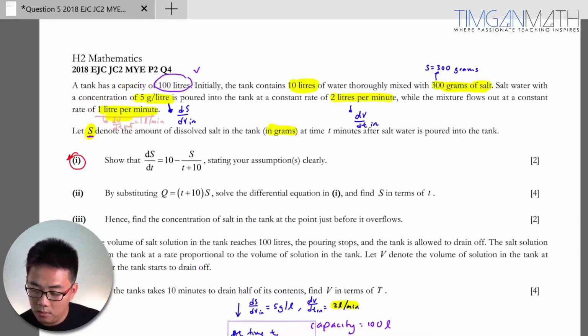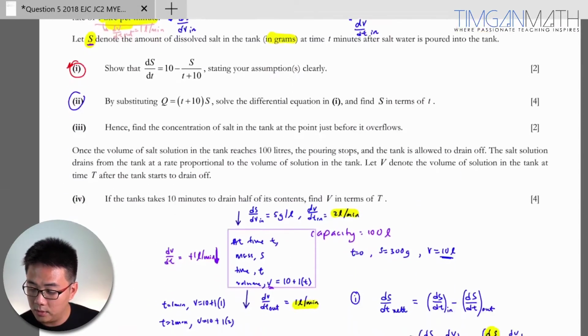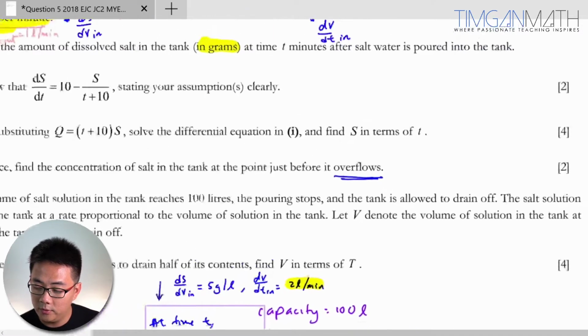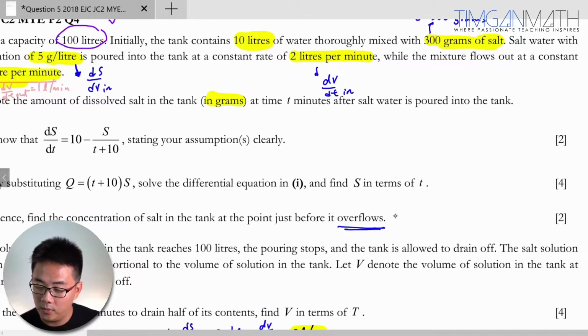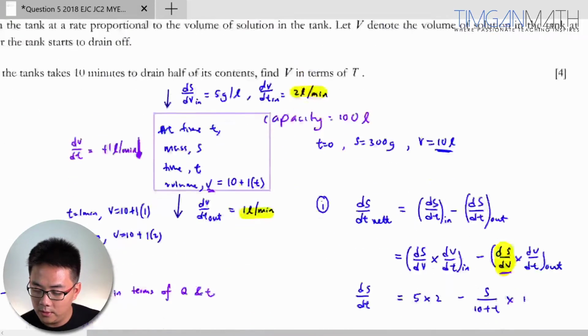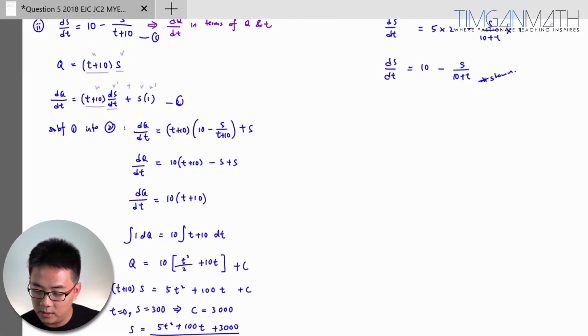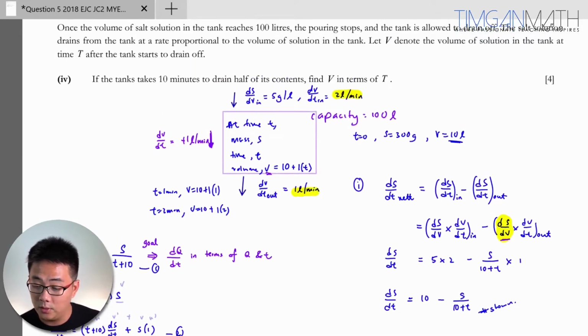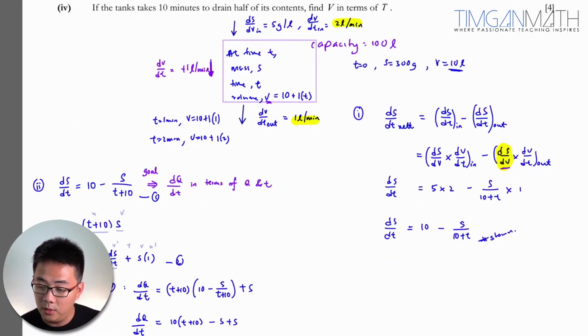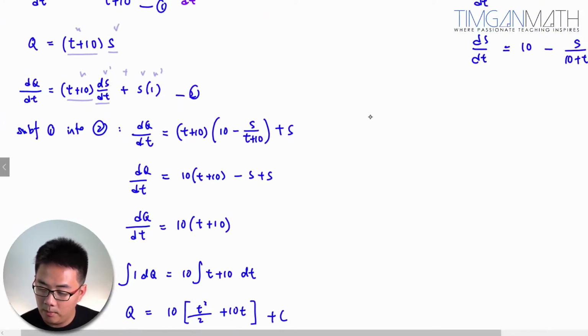So S, once you've done it already, hence, the concentration of salt in the tank at the point just before it overflows. Just before it overflows just means when V equals 100 liters. So when V equals 100 liters, we need to find the boundary conditions. That's not too bad. We already know the time that we have. So part 3, when V equals 100 liters, we find what's the t.